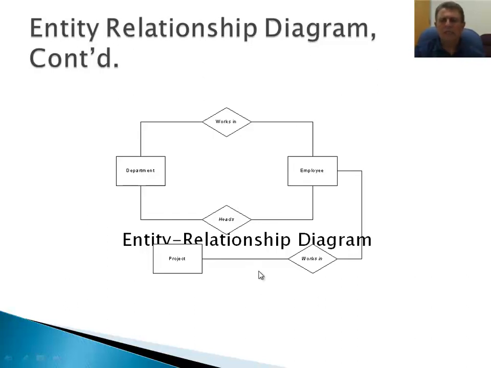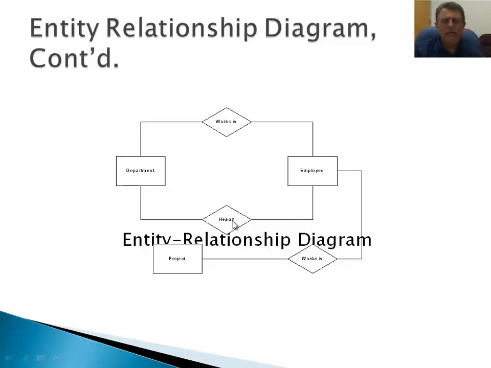For example, an entity relationship diagram with department, employees, and projects. You notice that the entities are department, projects, and employees. Employees work in a department. Employees also work on a project. One of the employees is the head of the department.